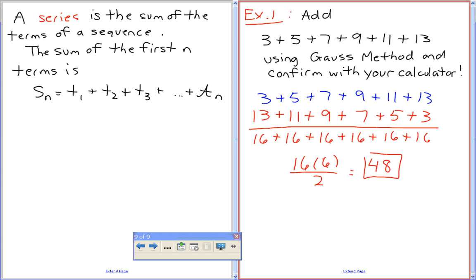Oh, just because I'm adding, so I did the pair. 3 and 13 is 16. That's all I'm saying.